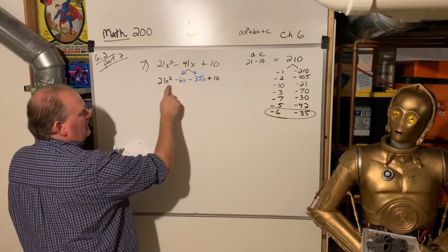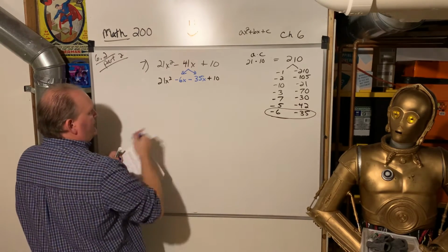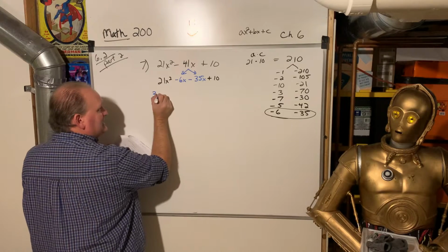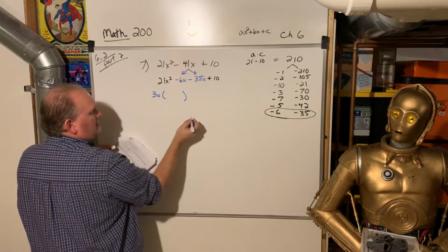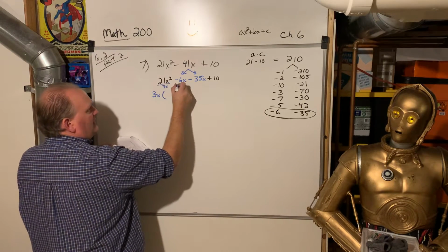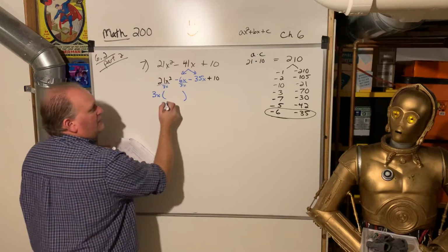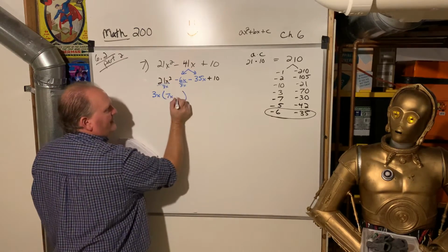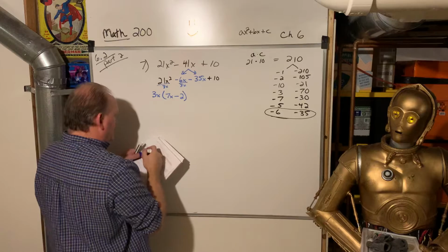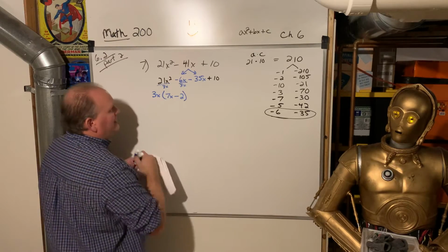So out of those two, I can factor out the greatest common factor, which is 3x. So I put the 3x down, I do an empty set of parentheses, divide by 3x, divide by 3x. We get 7x minus 2. For the second one, that's a little tougher.